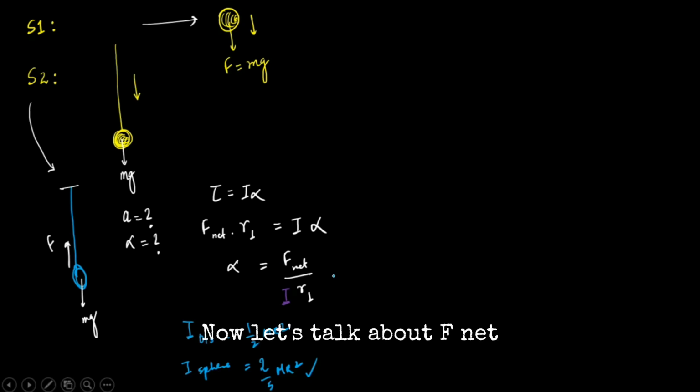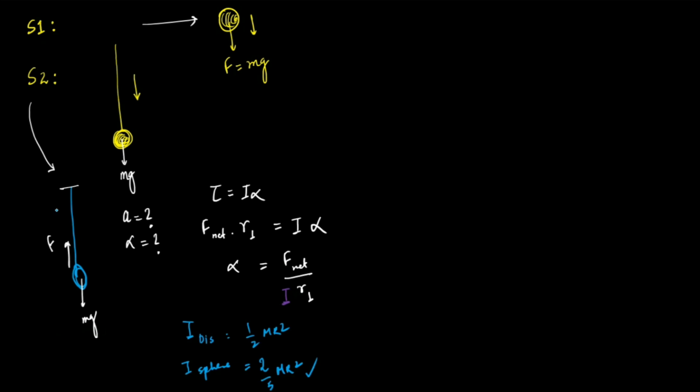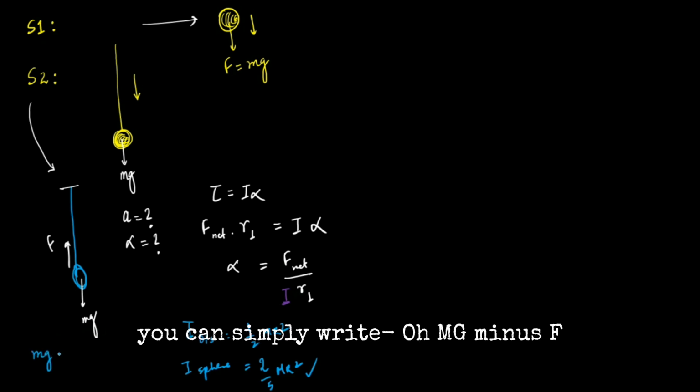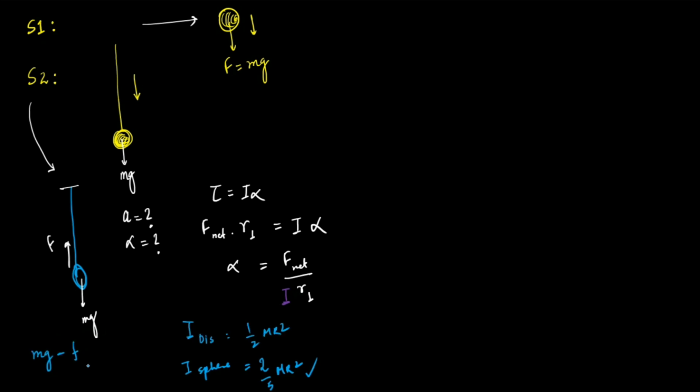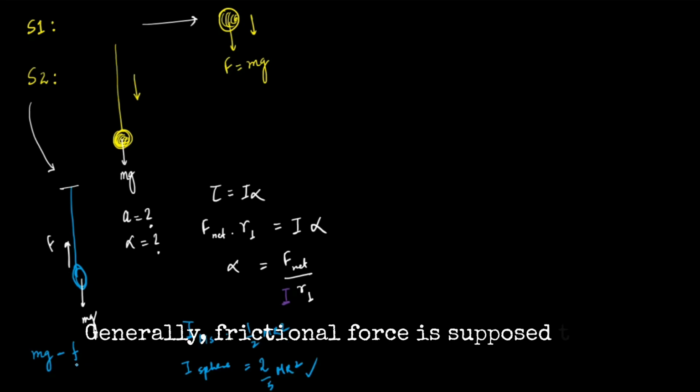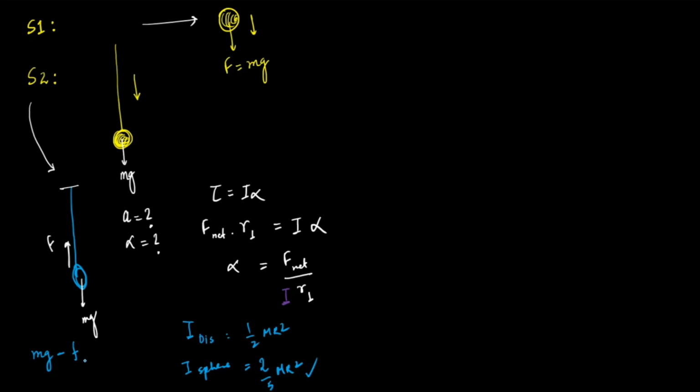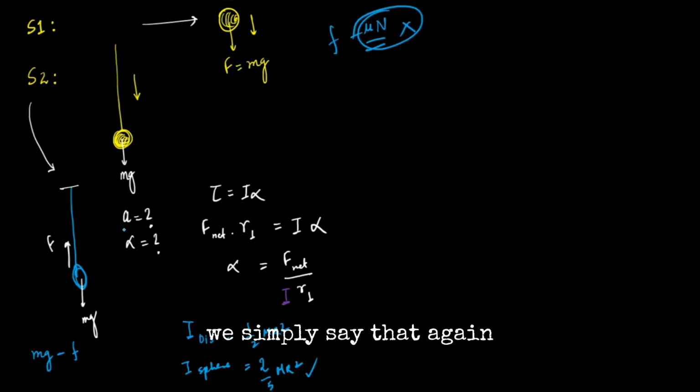Now let's talk about F net. What is F net going to be? To have F net here, you can simply write that it'll be mg minus F. Now what is F? Friction. Generally, the frictional force is supposed to be acting along the thread, and that friction force cannot be calculated using coefficient of friction times normal reaction. We cannot calculate friction using this.